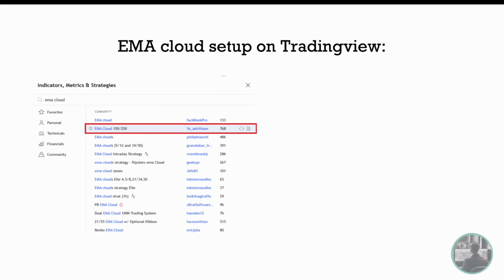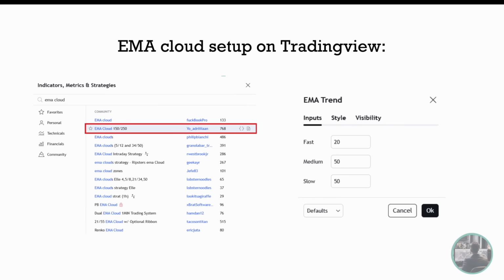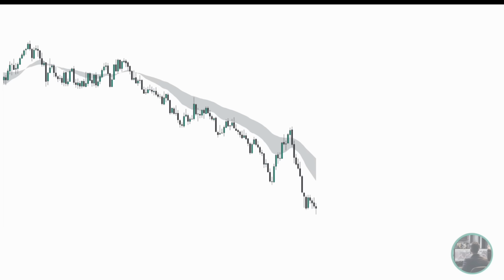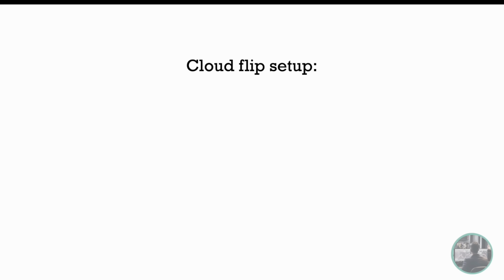Then once you get it on your chart, go into Settings and change the numbers to 20, 50, and 50. Then you should get something that looks like this. I like to change the color to gray to keep it cleaner visually. Now once you have that set up right, we can move on to the actual setup. The cloud flip itself only has 2 steps.